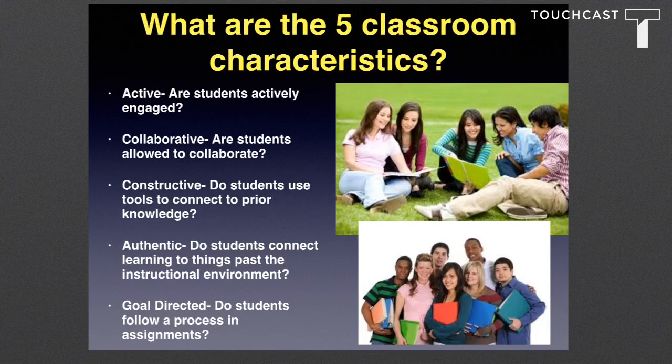And so what are the 5 classroom characteristics that it asks for? The first is active, and it's asking, are your students actively engaged? Second is collaborative. Are they collaborating? Constructive is the third. Do they connect to prior knowledge instead of just intake of knowledge? Fourth is authentic, and do students connect to things outside of their learning environment? Do they connect to the real world? And the fifth is goal directed. Do they follow a process in the assignments that they do?